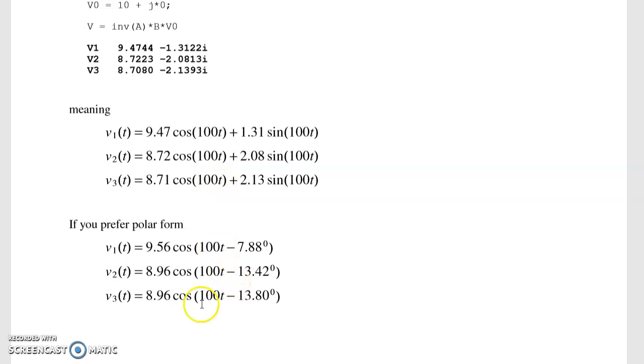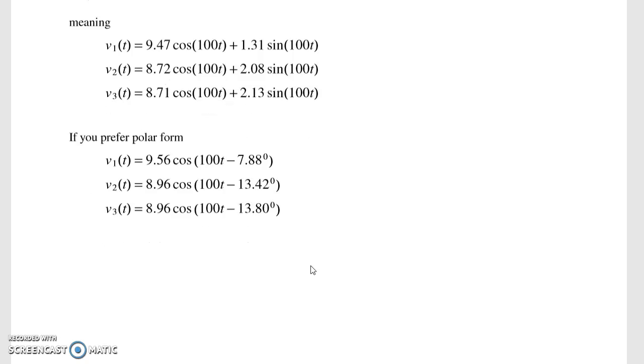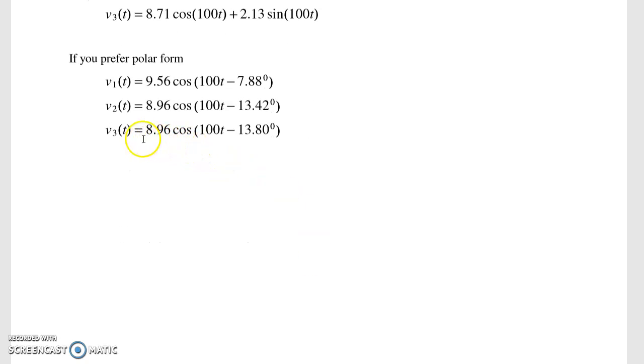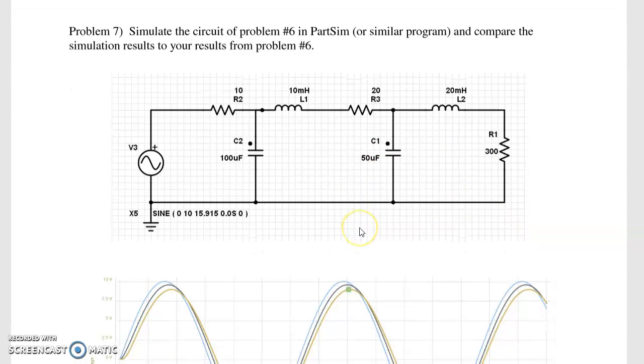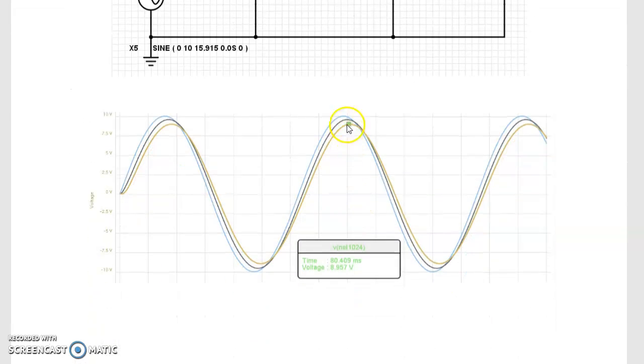Or if you prefer polar form, either answer is correct. Polar form is easier to see in lab. For example, the third one will be 8.9 volts at minus 13 degrees. If you simulate it, here's what you get. And there's the third one. It's down to 8.9 and just a slight phase shift. Again, this is 360 degrees. Here's 180. Here's 90. That's only 13 degrees. So that is this homework set for EE 206.